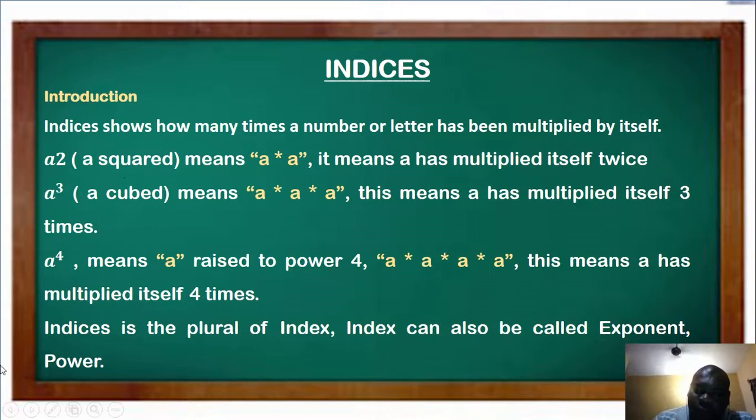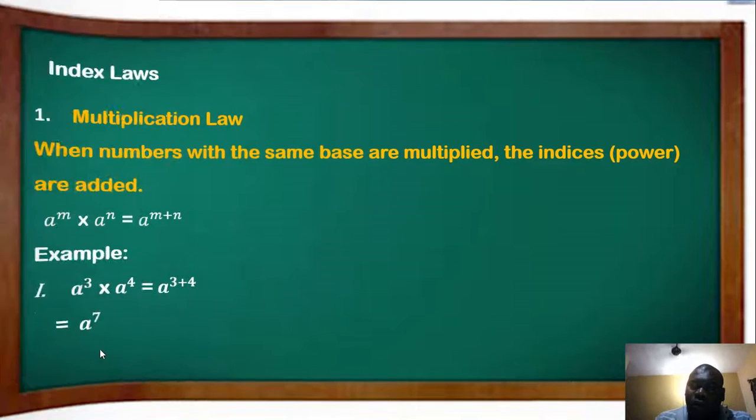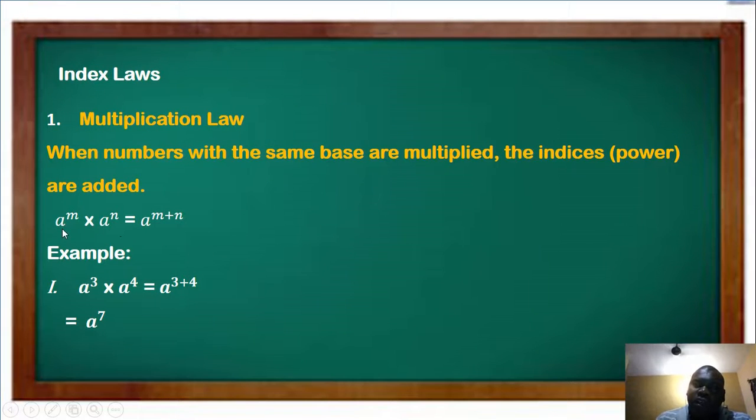Number one, once we have multiplication, a raised to power m times a raised to power n, and they have a similar base, a is the base here, you just say a raised to power m plus n. So it gives addition. That is, when numbers with the same base are multiplied, the indices are added. So a raised to power m plus n.